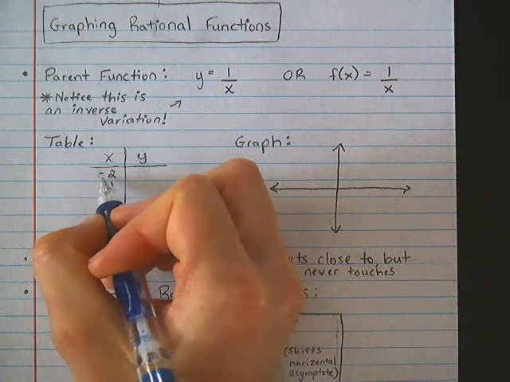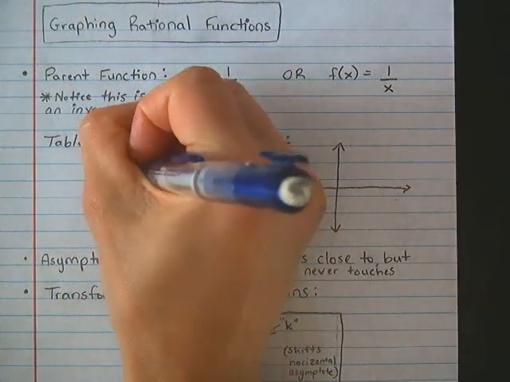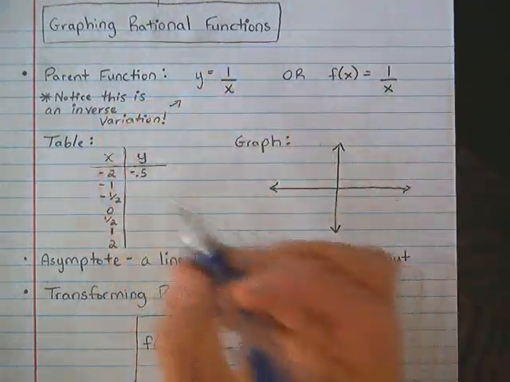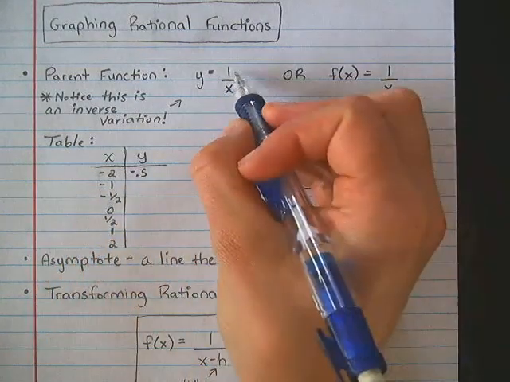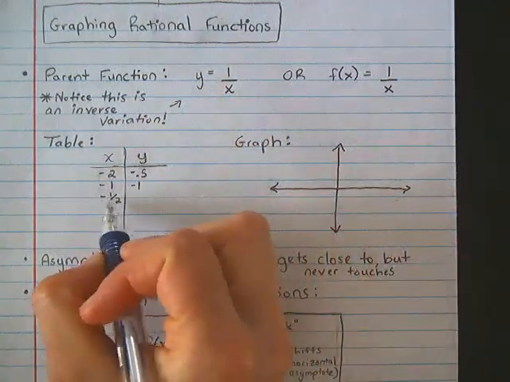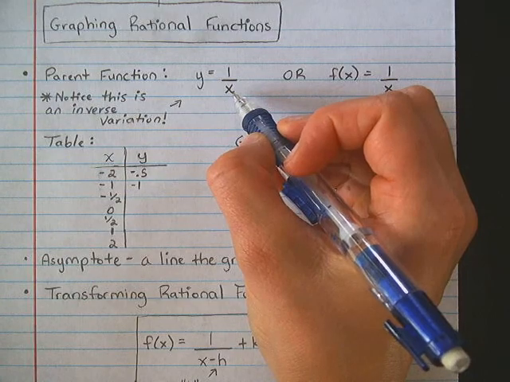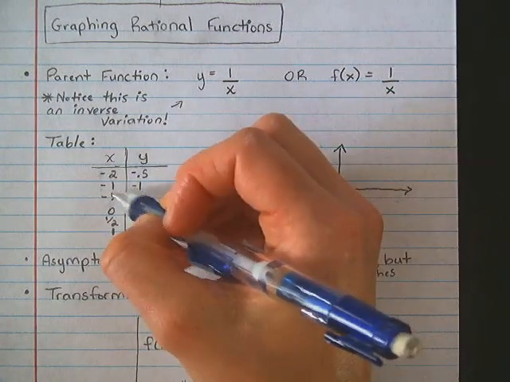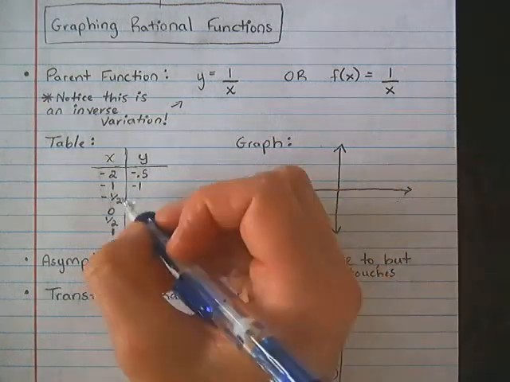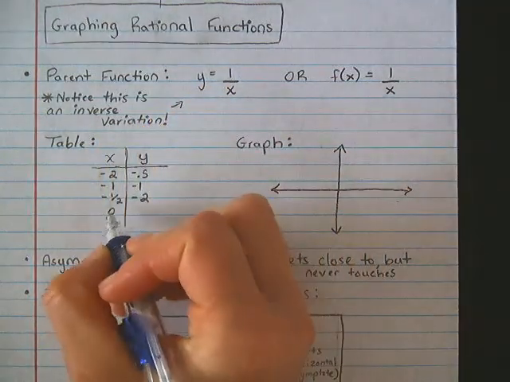When I plug in -2, it'd be 1 over -2, which is -1/2. That'd be the same thing as -0.5. When I plug in -1, it'd be 1 over -1, which is just -1. When I plug in -1/2, it would be 1 over -1/2. If you remember, when you're dividing by a fraction, because that would be on the bottom, you flip and multiply. So when I do that, I would actually end up getting -2.